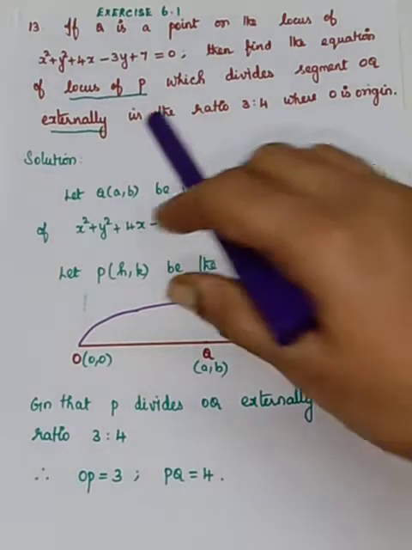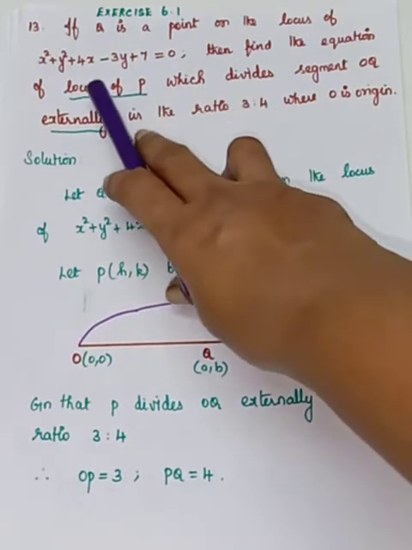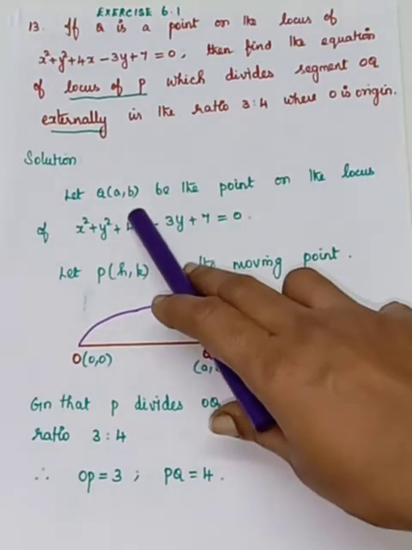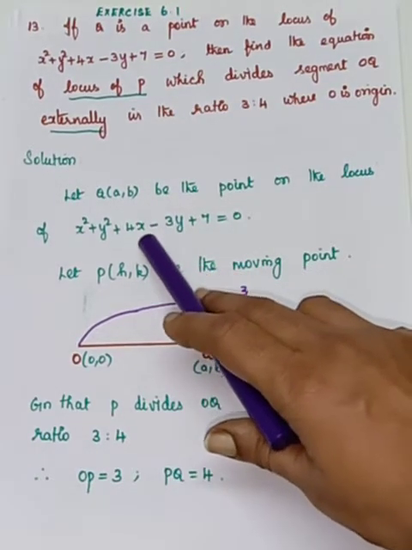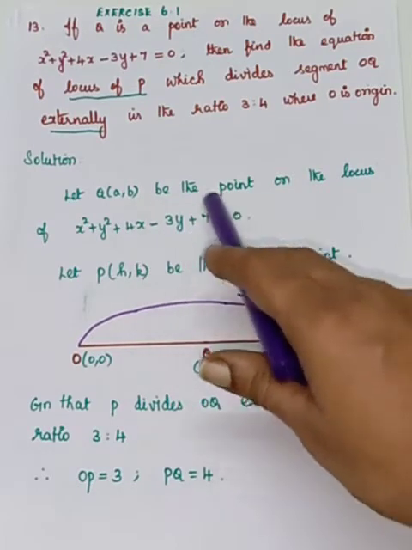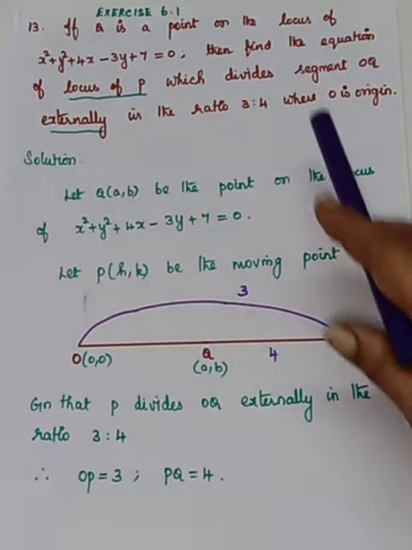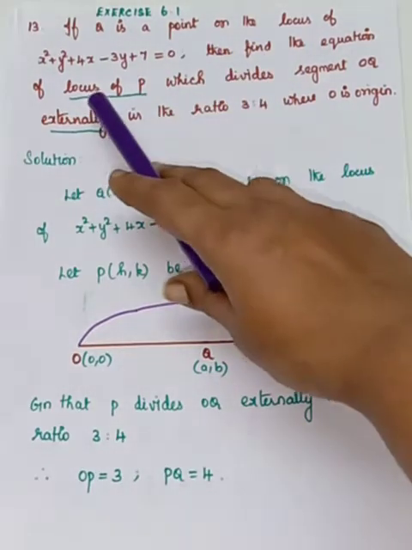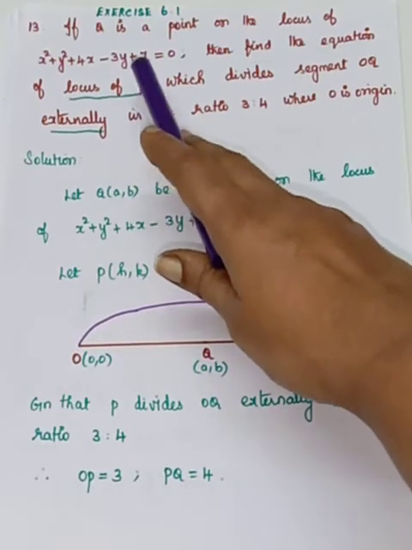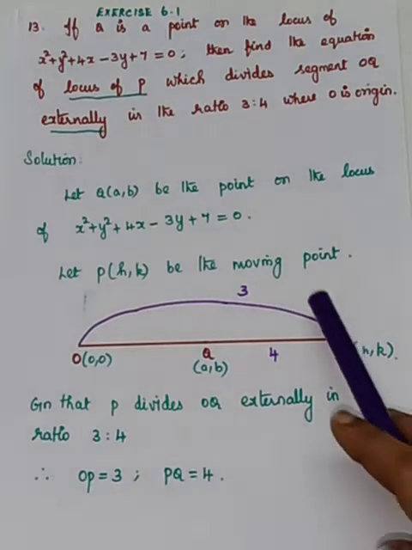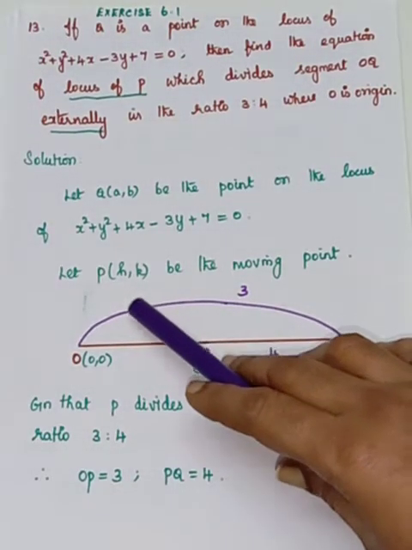See here, Q is a point on the locus of this equation. So, Q point has to be taken as (a, b) because whose equation is given. What we have to find? We have to find the equation of locus of P. So, the point whose locus has to be found, that has to be taken as (h, k). So, P coordinate we have taken as (h, k).